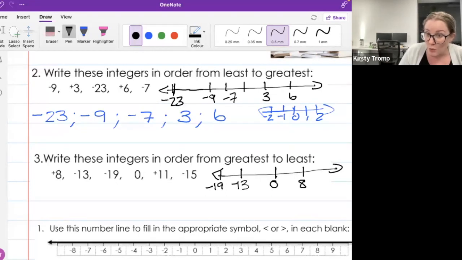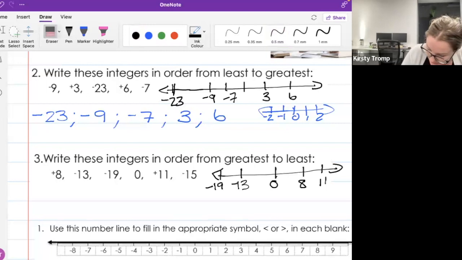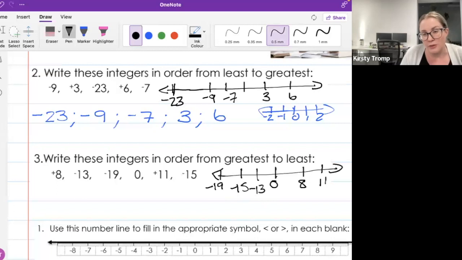Then I have 0, which I already put on my number line. Then I have the number 11. So 11 is going to be greater than the number 8. And finally, I have the number negative 15. I've run out of a little bit of space here, so I'm going to fix this up a little bit. I'm going to put negative 13 a little bit closer, and I'm going to put negative 15 over there. Now I've got all my numbers.